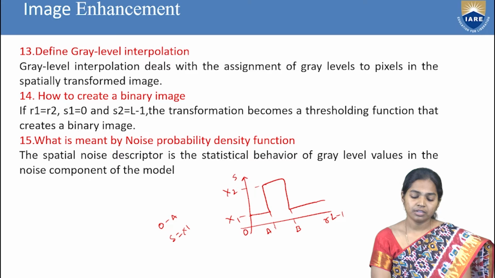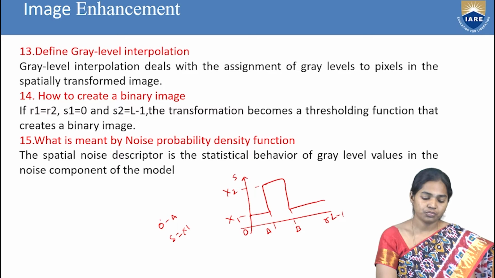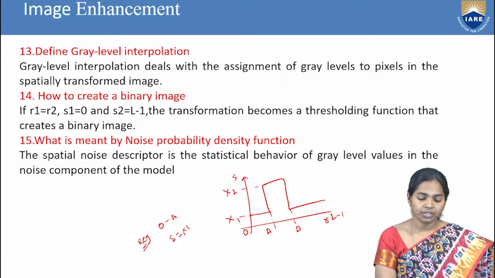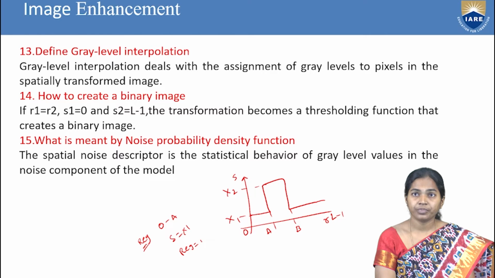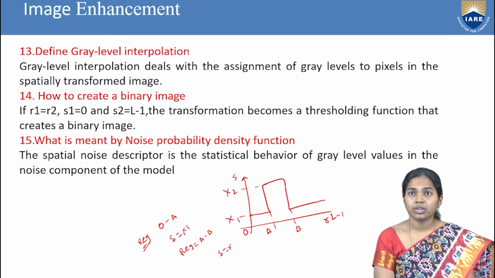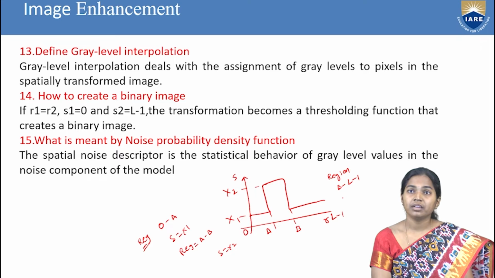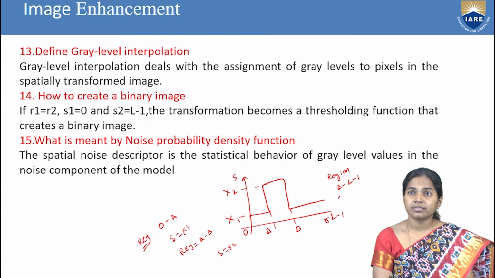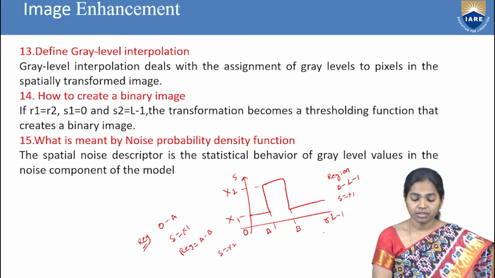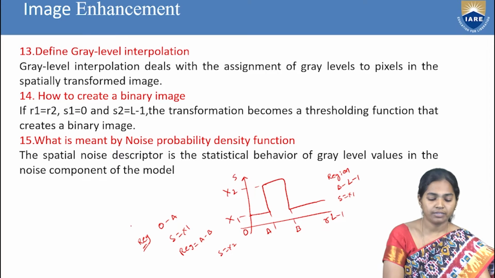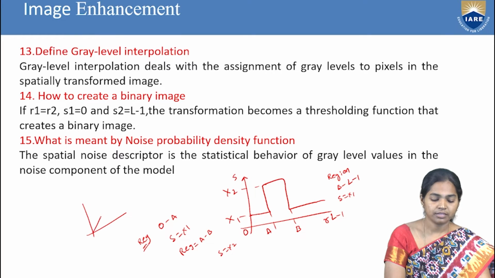The next region is from A to B, then S equals X2. If the region is B to L minus 1, here S equals X1. So, when we go for gray level, we apply the gray level slicing.